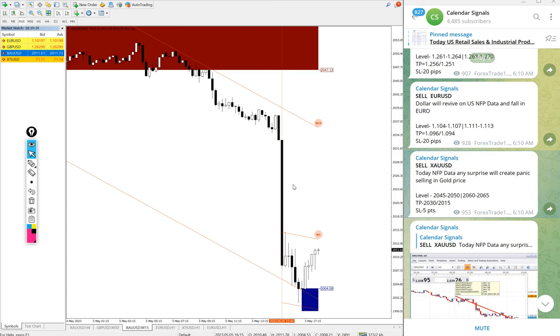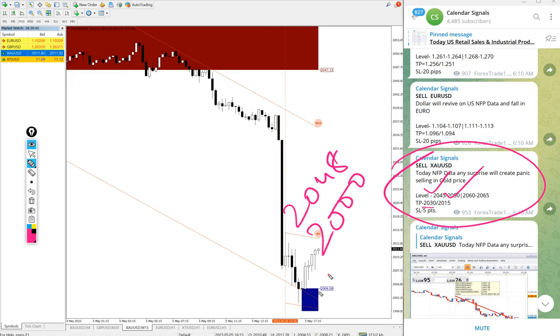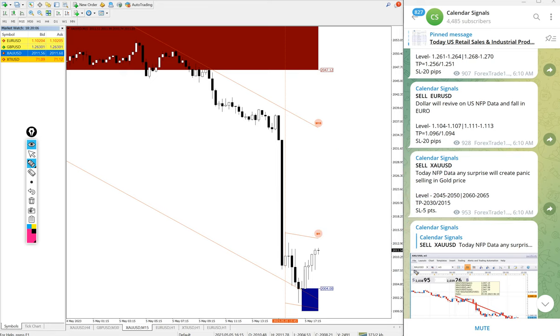This is the signal given message, and the first target given was 2030, that is reached, and the second target 2015, that also reached. Then after that our revised target, which we gave to our clients from time to time, that also reached, and low traded 2000. So entry at 2048 and low traded 2000. So 48 points gain, huge profit in the gold sell signal.